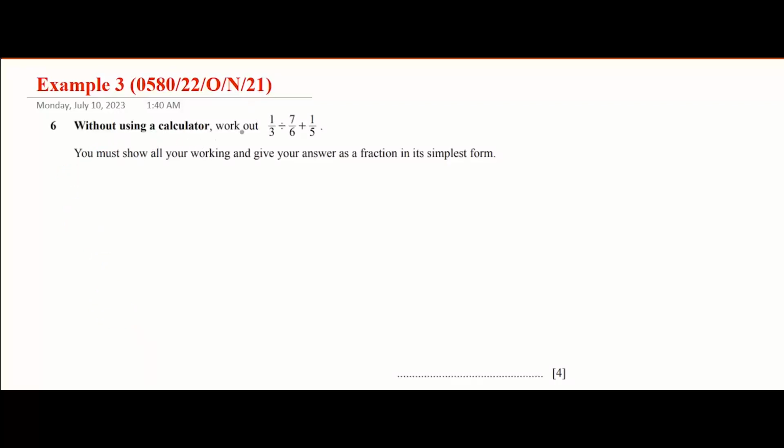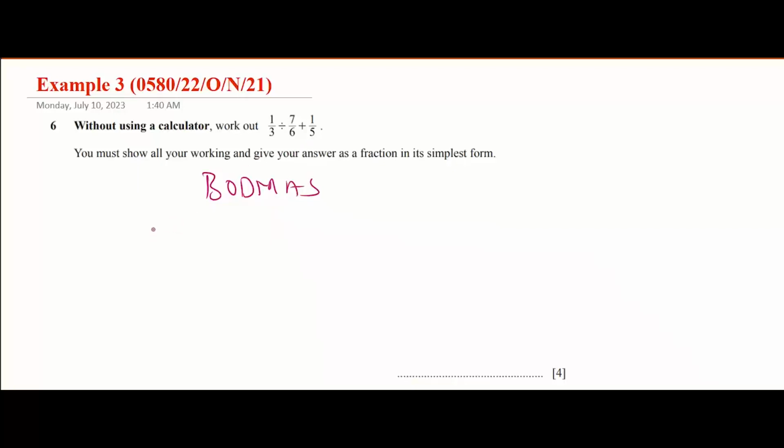Without using a calculator, work out 1 out of 3 divided by 7 out of 6, add 1 out of 5. You must show all your working and give your answer as a fraction in its simplest form. We have more than one operation here. We have division and then addition. So by using BODMAS, we have to make use of division first, then we go to addition.